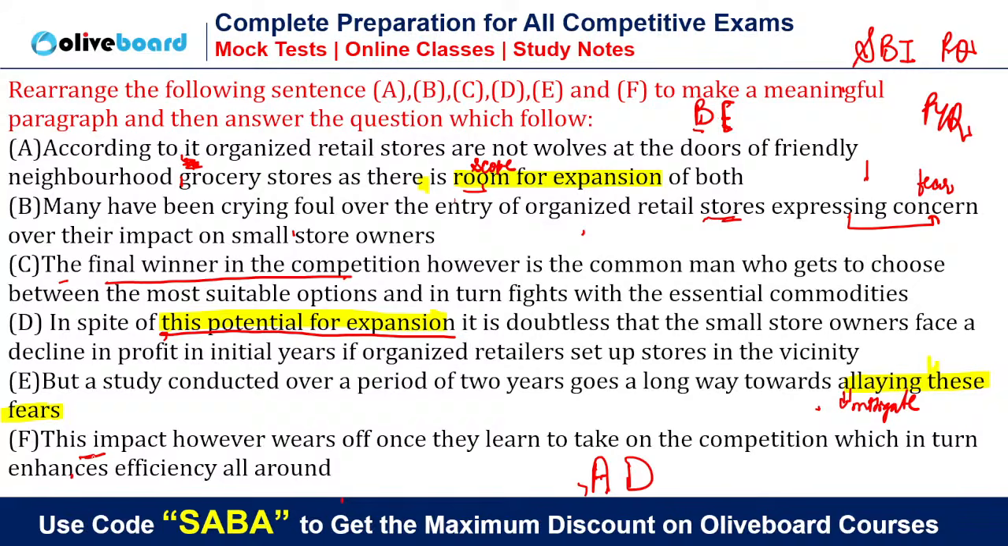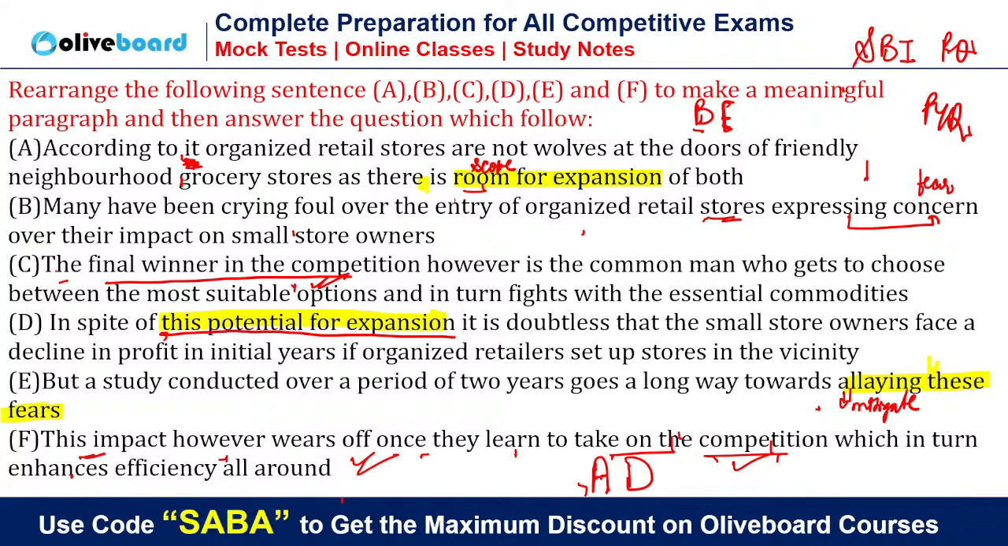This impact, however, wears off. Impact की कहीं पे बात हो रही है? अच्छा, एक चीज और मुझे बताओ. This impact, however, wears off once they learn to take on the competition, which enhances the efficiency overall. So C will come after F only, because first you will start the competition, then you will declare the final winner in the competition. Yes or no? मुझे तो लगता है मुझे अरेंजमेंट मिल गया. FC can form pair because here first we will take on the competition, take on means accept the competition, and then the final winner in the competition will be declared.